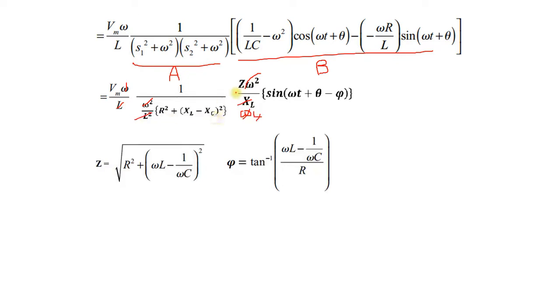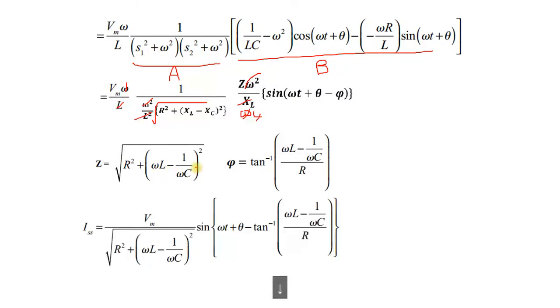These two terms are the same. Here the square root is present, here the square root is not present. If you cancel each other, the square root will be present here. Now you substitute this phi value here. We know that omega L is nothing but XL, and 1 by omega C is replaced by XC. So it is nothing but XL minus XC the whole square. So substitute all those values in the equation. This is my final steady state current in the series RLC circuit.